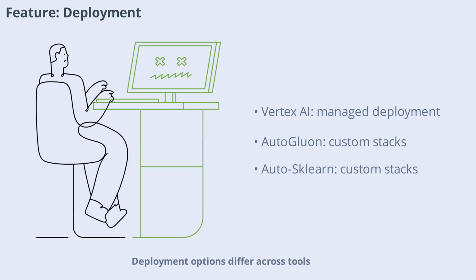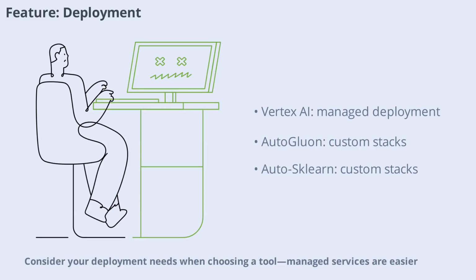Deployment options differ across tools. Vertex AI offers strong managed deployment and inference support, making it suitable for production use. AutoGluon and Auto-sklearn are typically integrated into custom Python deployment stacks, which gives you more flexibility but requires more setup. Consider your deployment needs when choosing a tool.